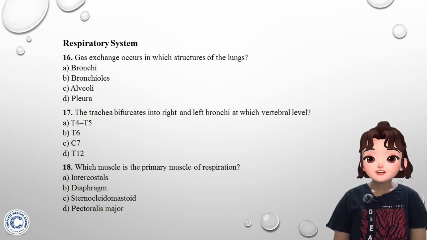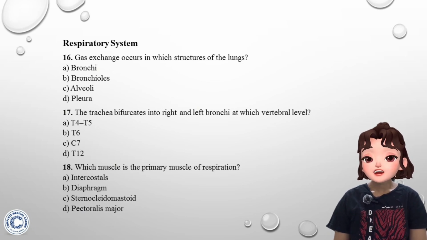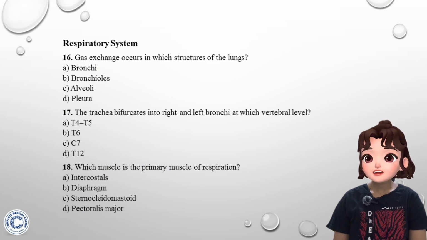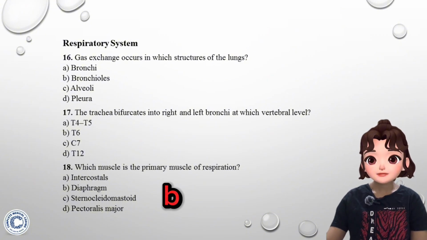So 18th question. Which muscle is the primary muscle of respiration? Intercostals, diaphragm, sternocleidomastoid, pectoralis major. Which muscle is the primary muscle of respiration? Answer is option B, diaphragm.